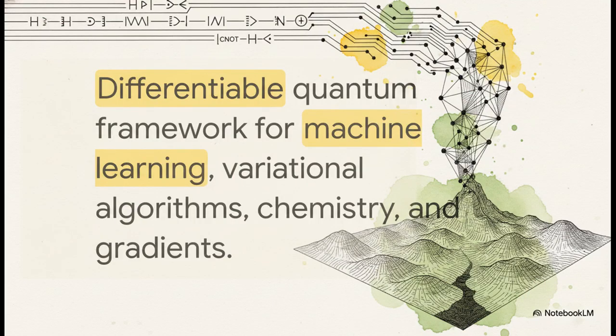First up, PennyLane. Developed by Xanadu, this framework treats quantum programming in a fundamentally different way. It's built entirely around differentiable quantum programming. What does that mean? Well, it treats quantum circuits as trainable, differentiable functions sitting inside a larger computational graph. You actually use classical gradient descent algorithms to optimize parametrized quantum gates. If you're working on quantum machine learning, variational quantum eigensolvers, or hybrid chemistry models, PennyLane's unique ability to seamlessly integrate with classical machine learning workflows makes it an absolute powerhouse.